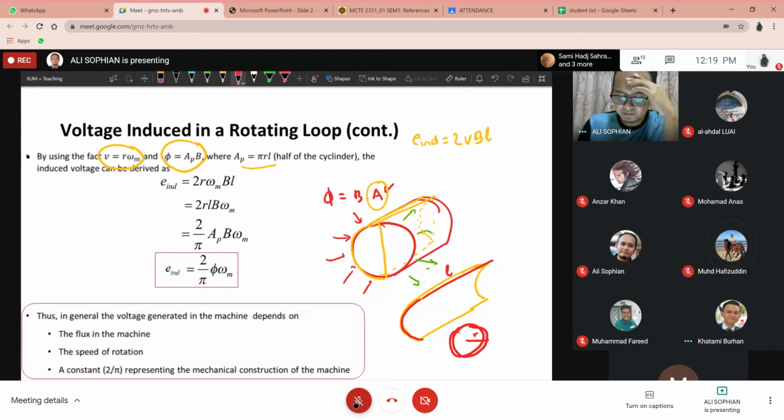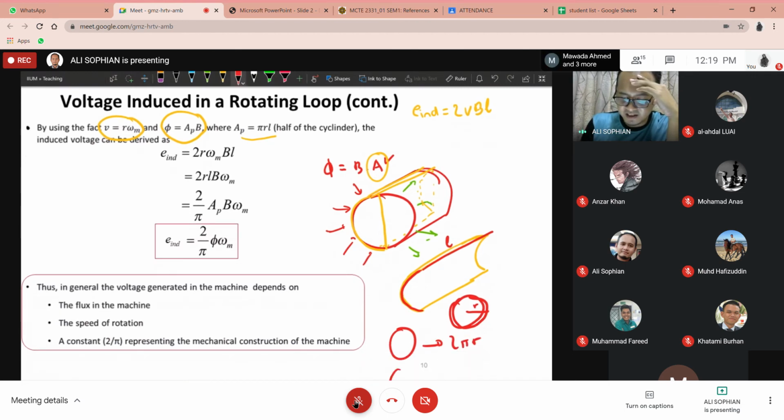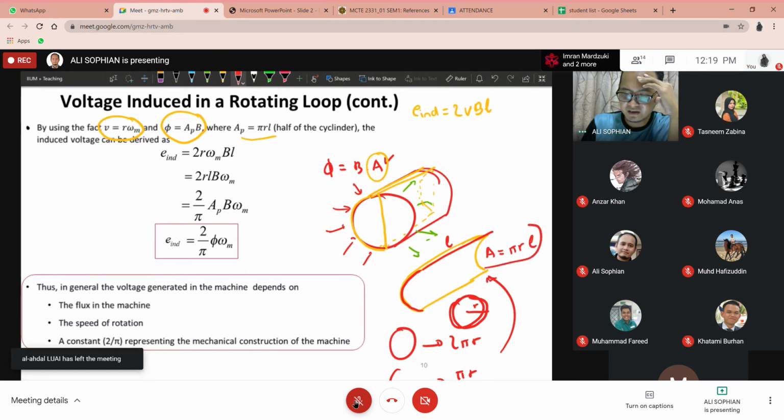2 pi R, sir. 2 pi R, yes, correct. So for a full circle, that will be 2 pi R. But if you have only half, then it's 2 pi R over 2, which is pi R. So the cross-section area for this half of the cylinder will be A equals pi R times L, the length. Okay, so this is where this comes from.